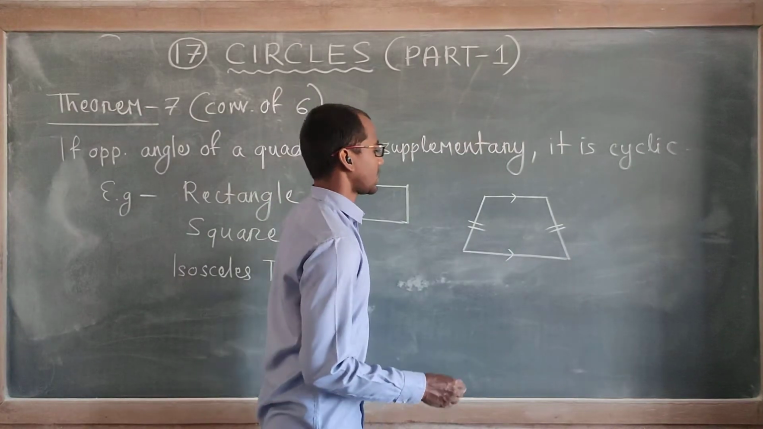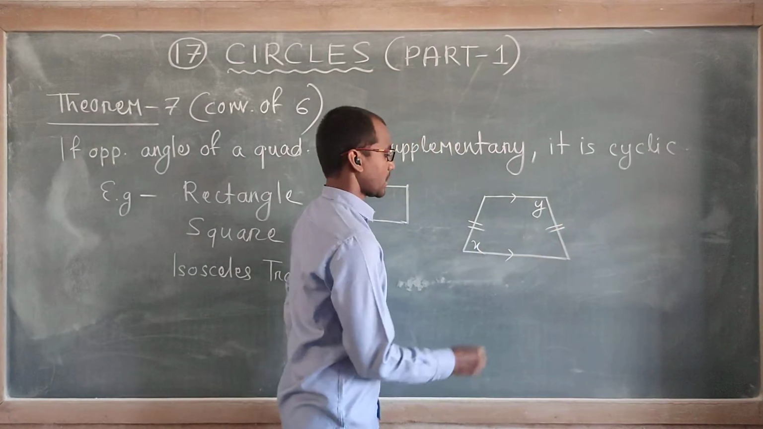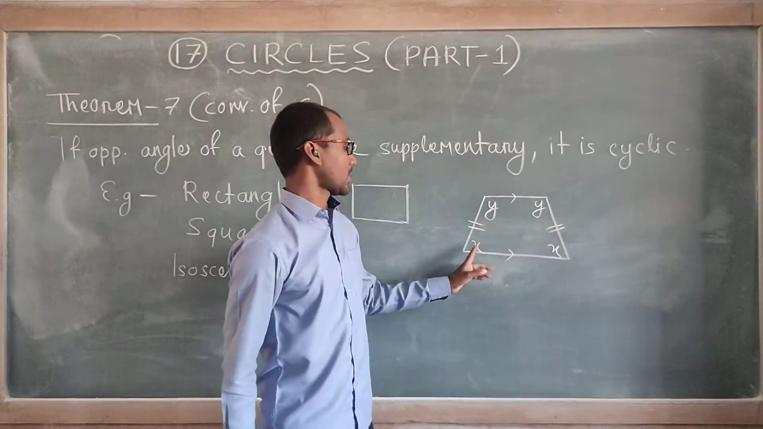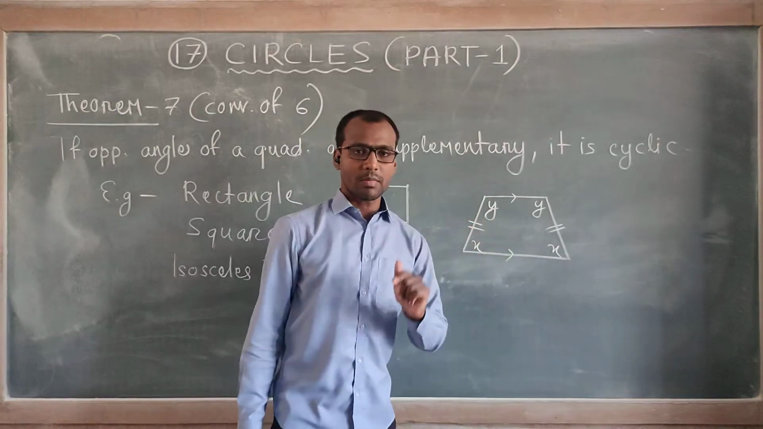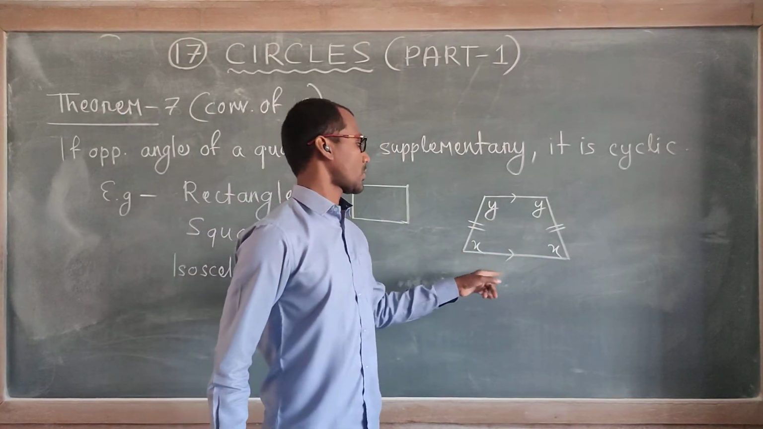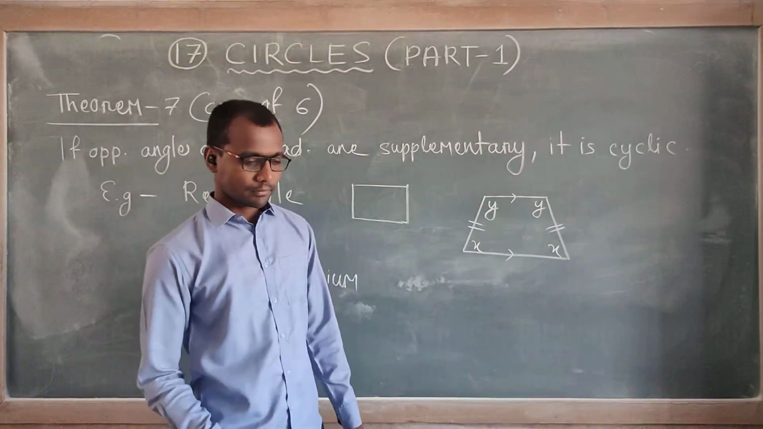The opposite angles, if this is x, this is y. Okay, the base angles are equal: x, y, y. Then x plus y will give you 180, which means opposite angles are supplementary. That means it is possible to draw a circle that can pass through all the 4 vertices of this isosceles trapezium. So it is a cyclic quadrilateral.